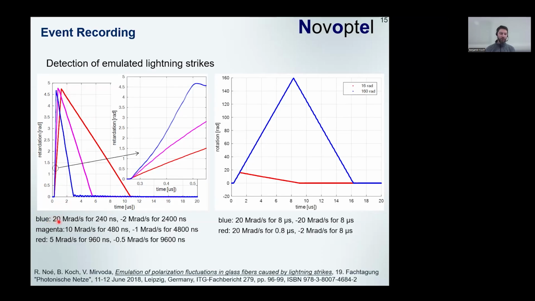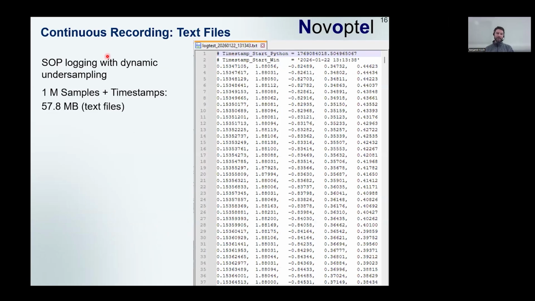Here the blue curve is 20 megaradians per second for 240 nanoseconds, and then going back with the opposite sign with the speed of 2 megaradians per second for 2400 nanoseconds. And we recorded these events also by the event recording type. The data can be transferred and stored in files, of course.